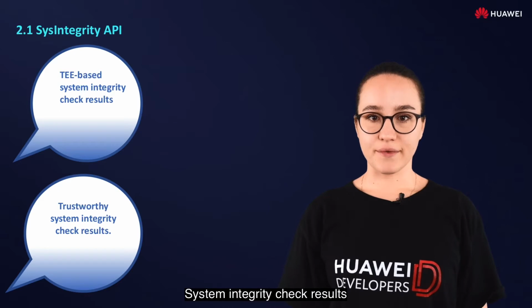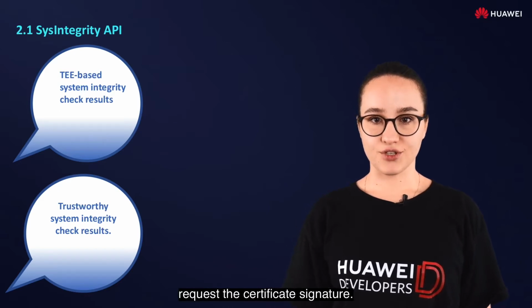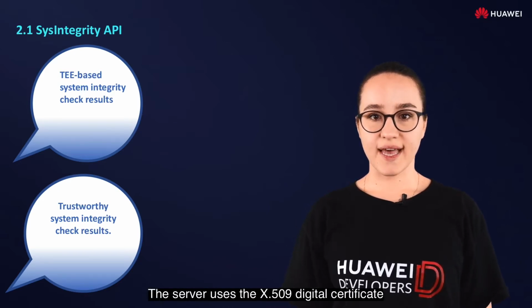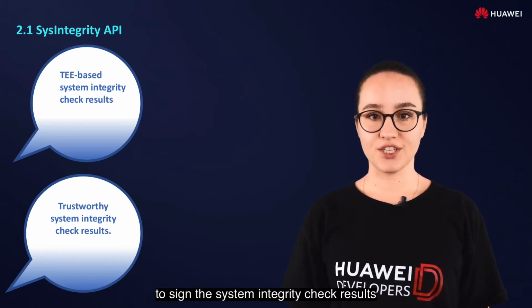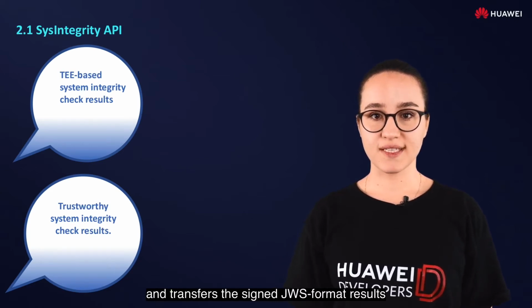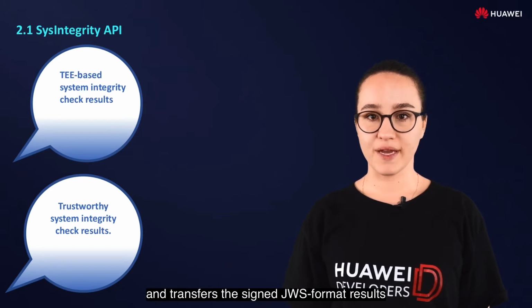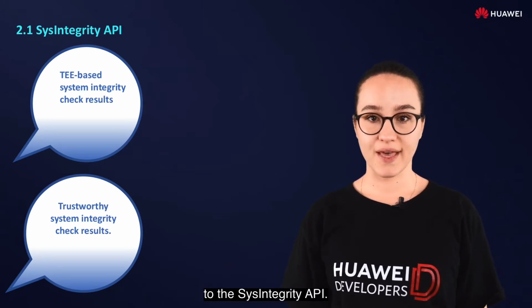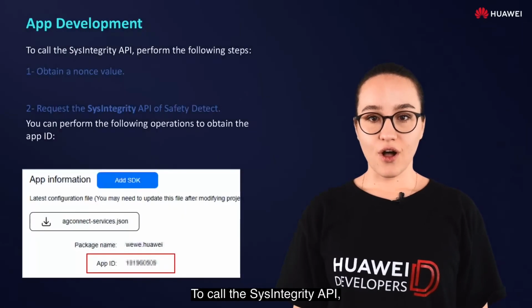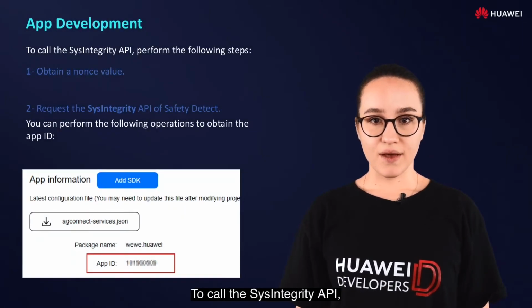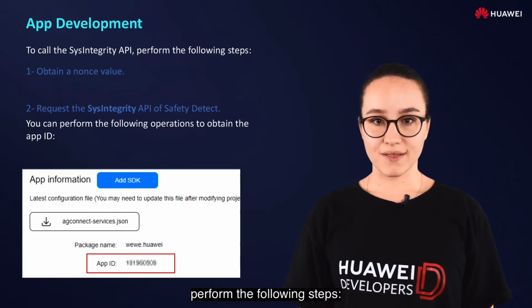System integrity check results request the certificate signature. The server uses the X509 digital certificate to sign the system integrity check results and transfers the signed JWS format results to the SysIntegrity API. The signed results cannot be tampered with.